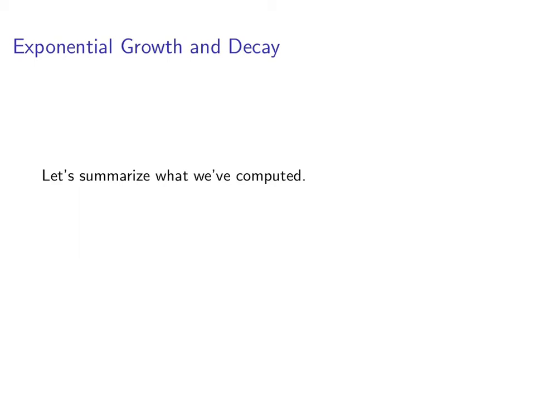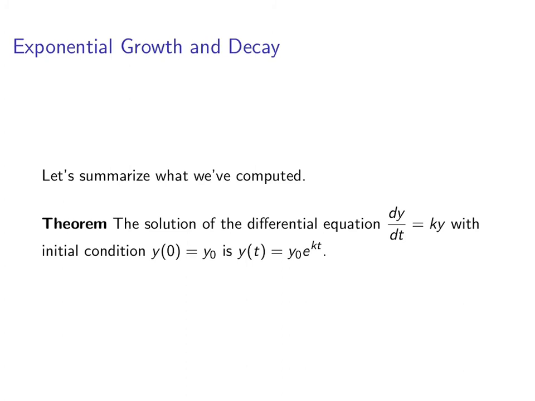So just a quick summary of what we've actually computed here. The solution of the differential equation dy/dt = ky with initial condition y(0) = y0 is y(t) = y0 e^(kt). So we're going to use this quite a lot. So anytime we run into this differential equation, we know what the solution looks like, so we don't have to solve it each time.